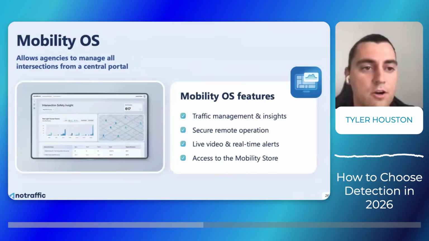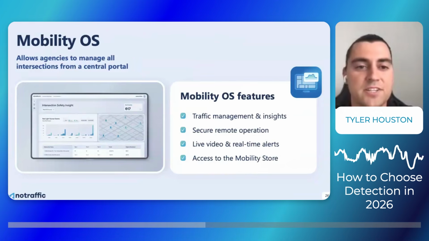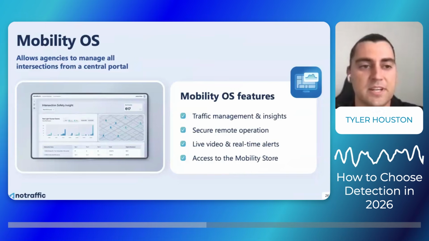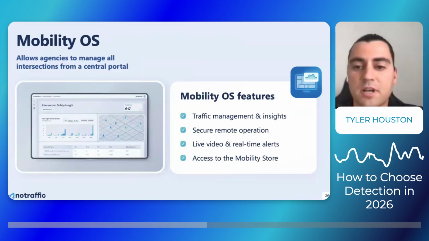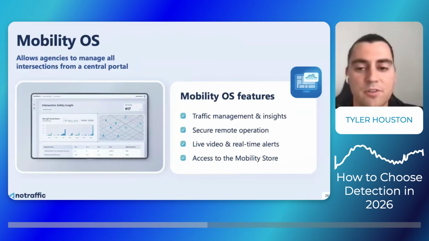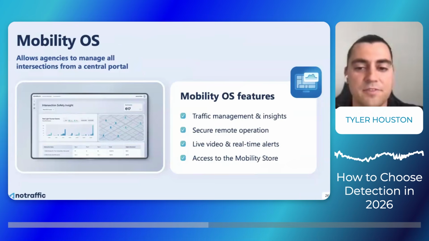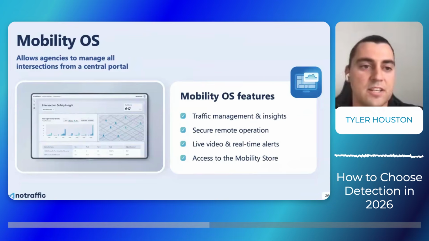So going beyond our hardware capabilities, next is our software component. And so this is delivered through Mobility OS, which is our cloud-based traffic management platform. Basically it allows agencies to manage all their intersections through one central portal. It allows them to get to things like turning movement counts, alerts that come through, basically view all this remotely in one central location. It also allows agencies to view live video from their intersections, see those alerts, and basically have access to all kinds of other applications that we offer through our mobility store.